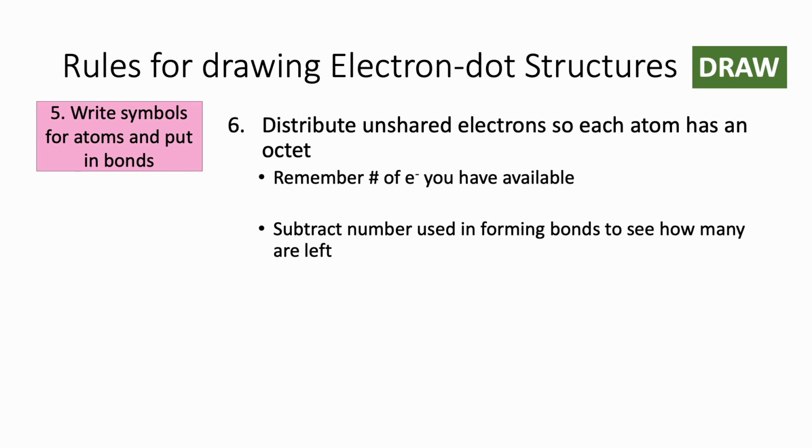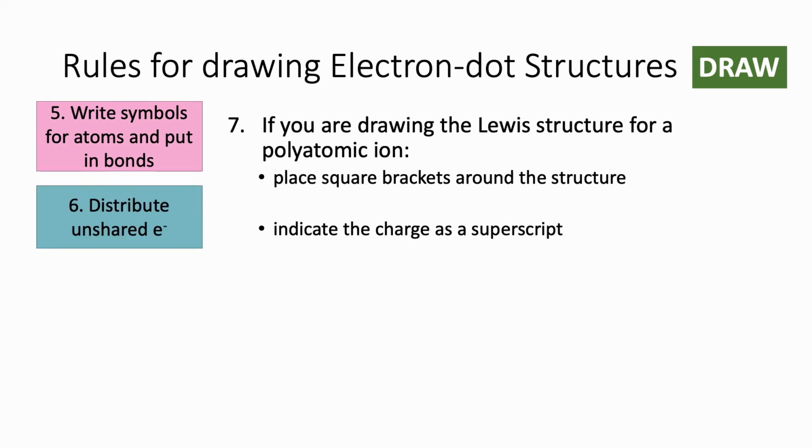Step 6 tells you to take the rest of the electrons, the ones that haven't been used for bonding, and distribute them amongst the atoms so each has a noble gas configuration. I wrote so each atom has an octet, but that is not appropriate if you have hydrogen. So just head for a noble gas configuration. If you need to think about how many unshared electrons you have, you're basically going to subtract the number of shared electrons that you got in step 3 from the total number of electrons you had in step 1. So that's what step 6 is about. And then finally, this only is true if you're drawing a polyatomic ion. We're going to place square brackets around the structure and indicate the charge as a superscript. So that's what step 7 is about.